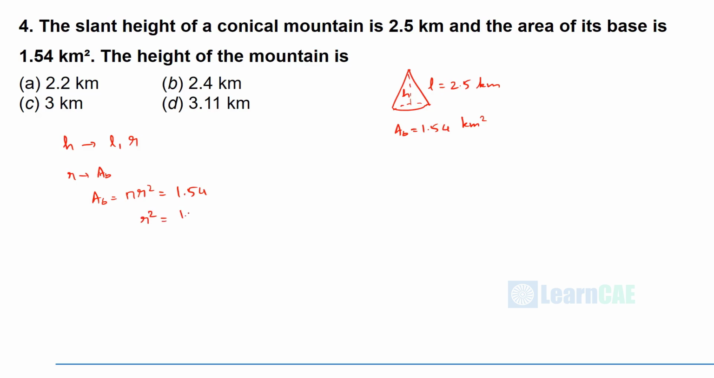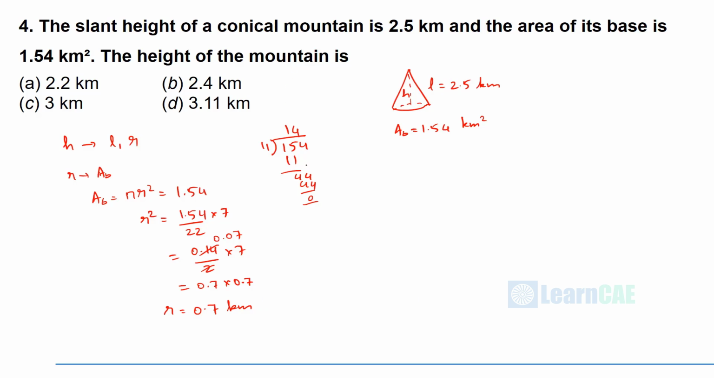So r squared will be equal to 1.54 divided by 22 into 7. We can divide 1.54 by 11. 154, this will be 1 time 11, 44, this will be 4 times. So 1.54 will be 0.14 divided by 2 into 7. This will be 0.07. So this is nothing but 0.7 into 0.7. Therefore, R will be equal to 0.7 km.